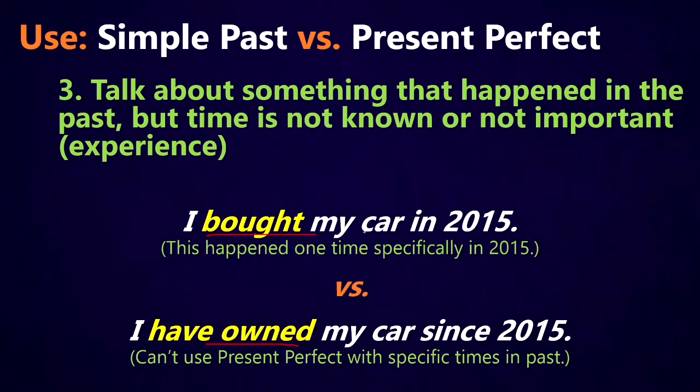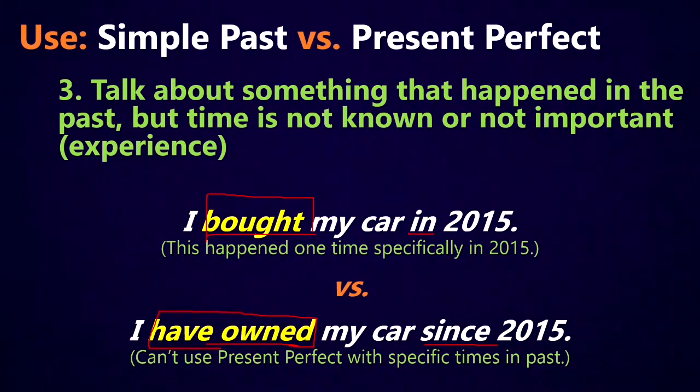So I bought my car in 2015. This is telling specifically when I bought my car. I have owned my car since 2015. This is telling about how long I've had it. So we can't use the present perfect with specific times in the past that something happened, but we can use it when we're talking about a period of time. So you can see the difference here in versus since. So in is a specific time. Since is talking about a period of time or a length of time.